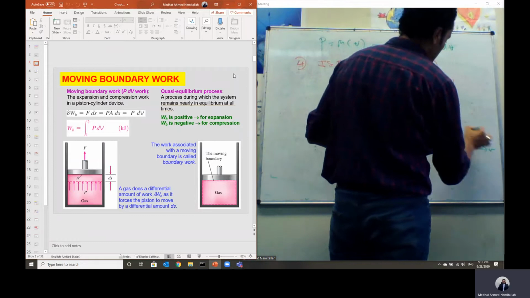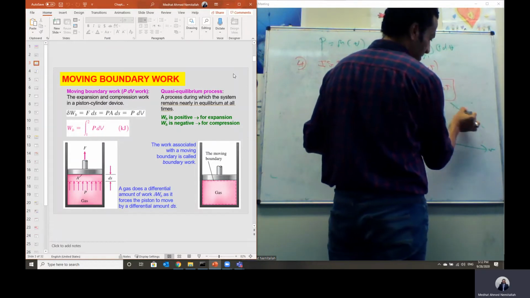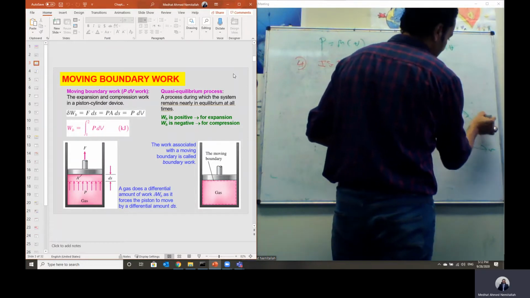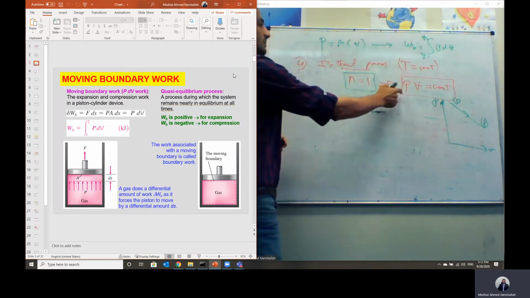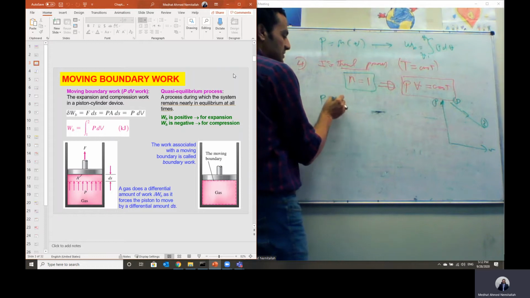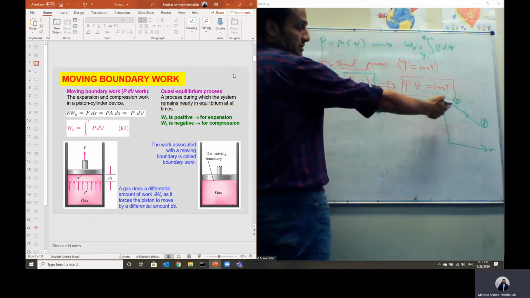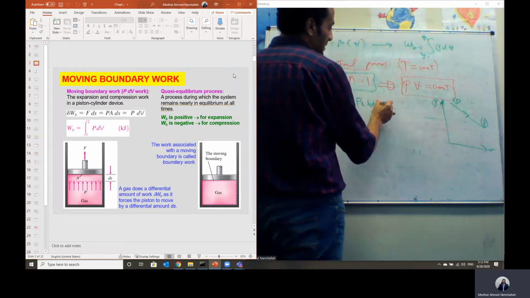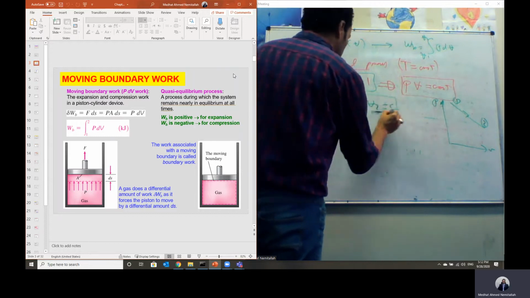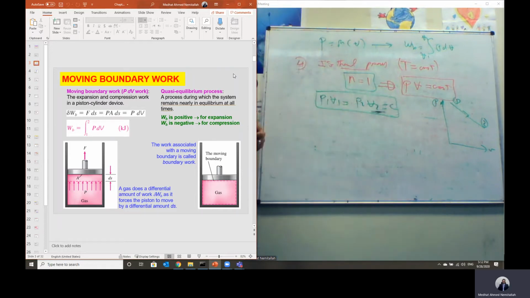And it has a very similar representation for the process on the PV diagram, very similar to the polytropic process. It could be expansion and also compression. So if we apply this relation, we can say P1V1, as it is constant at any point, will be the same as P2V2, and this is equal to the constant C.